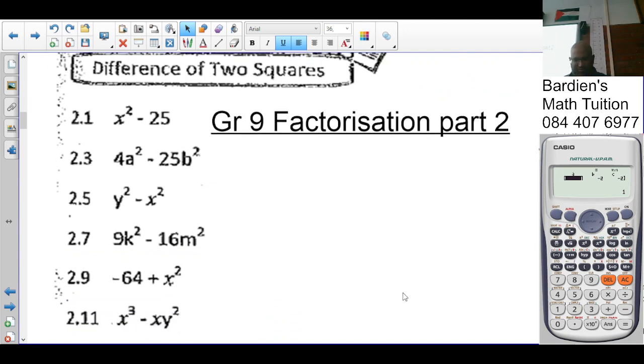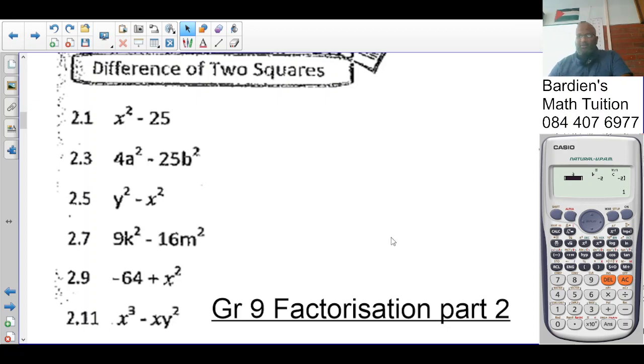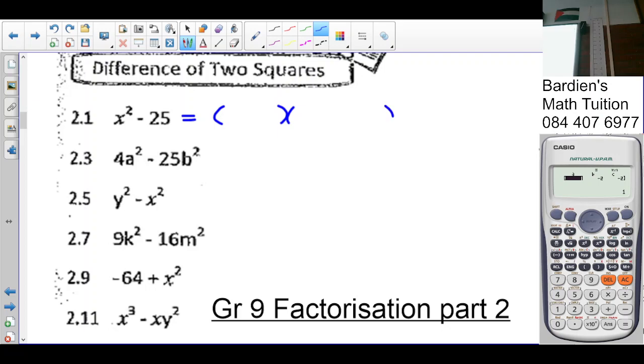Right, I'll pause the video at this point. Right, so at this point we've marked it, so let's go through it quickly. The first one is difference of two squares. The square root of x squared, x and x. Plus and minus the square root of 25, 5 and 5. The next one, again difference of two squares. So that's going to give you 2a, 2a, plus and minus. What's the square root of 25b squared? 5b. 5b.